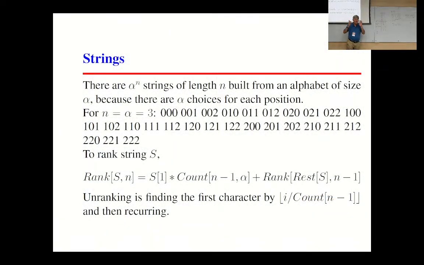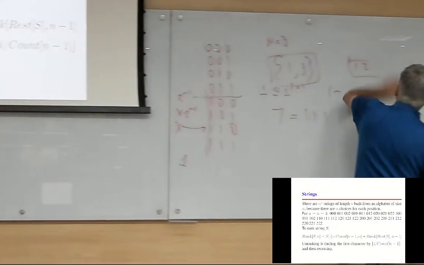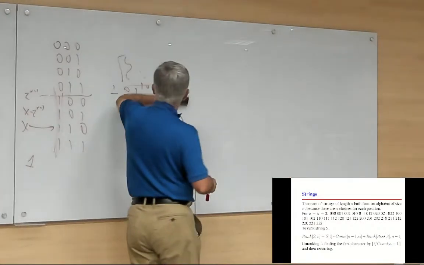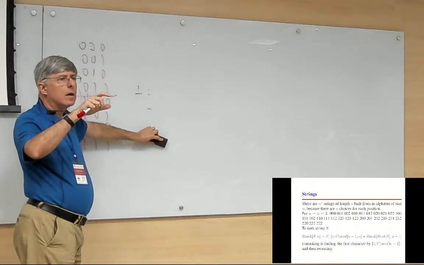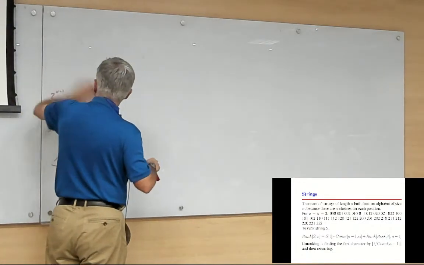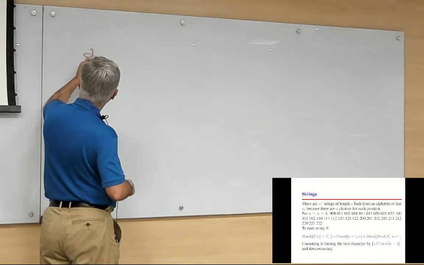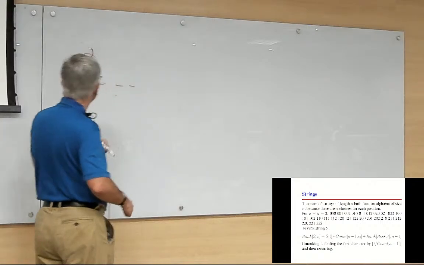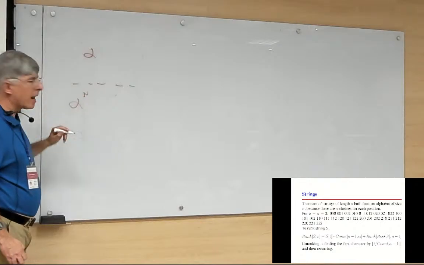We want to do ranking and unranking, okay? How do we rank and unrank strings? If we have an alphabet of size alpha, what is the number of strings of length n on an alphabet of size alpha? How many strings are there? We have alpha to the n, right? If I have n positions, there's alpha choices for this, alpha choices for that. It's alpha to the n is how you count them.